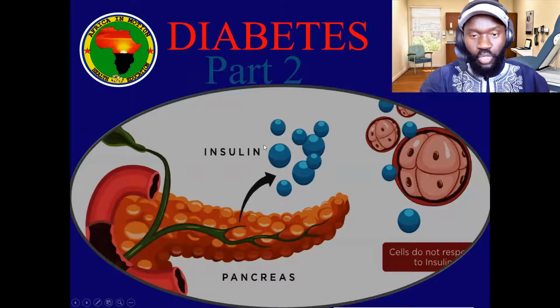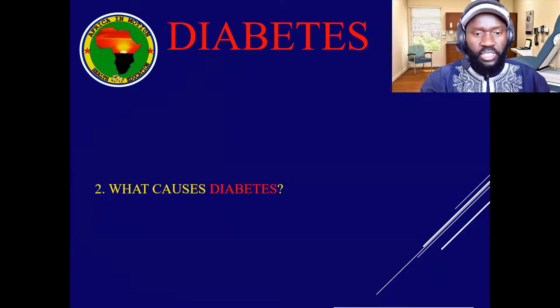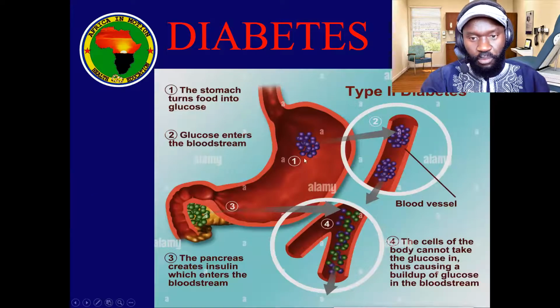Diabetes part 2. We saw what it is in part 1. Now in part 2, let's see if we can understand the causes and the risk factors. Diabetes, particularly type 2, as we were saying, does not just start for no reason. It will start from something. We have the blood sugar, and the insulin is supposed to transport it to where it is supposed to go, as we saw in the previous presentation.